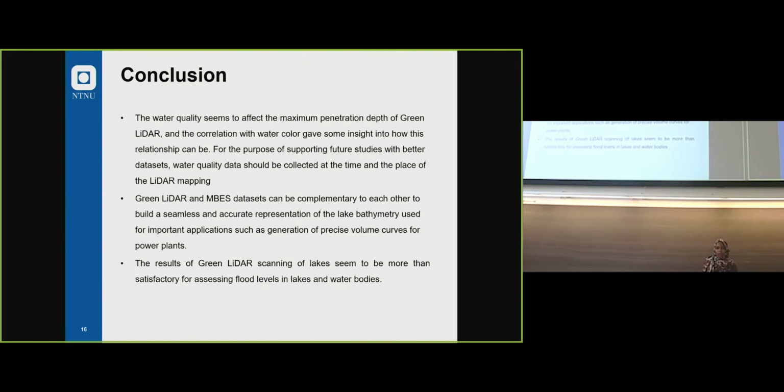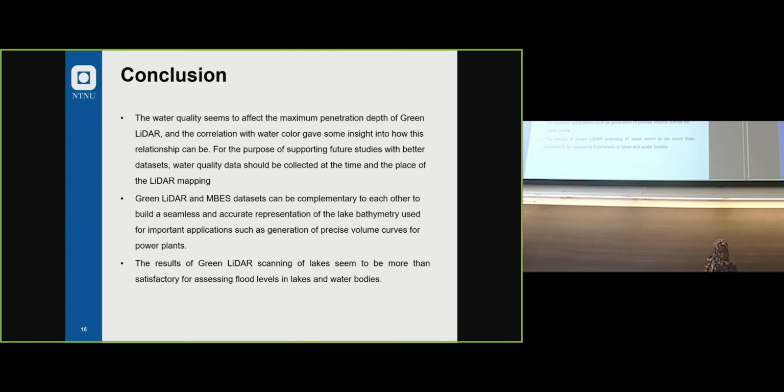So as I mentioned, the water quality has a strong connection to the LiDAR performance in bathymetry. Even though the water quality data were collected at a different time than the flight time, it gave an indication that as we go higher in the watercolor, for example, we get less penetration depth. To be more precise in the future, we can have a temporal and spatial match between the flight and the sample, so we can draw more conclusions.